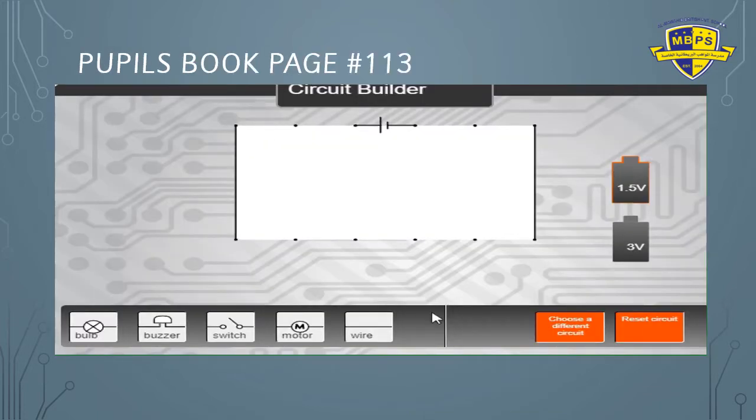So let's start. We have used a 1.5 volt battery and we're using the same program of circuit builder, because we can't be doing this experiment in the lab. So we're going to do it here on a simulation, in which we can add our wires, and we can add as many buzzers and switches.